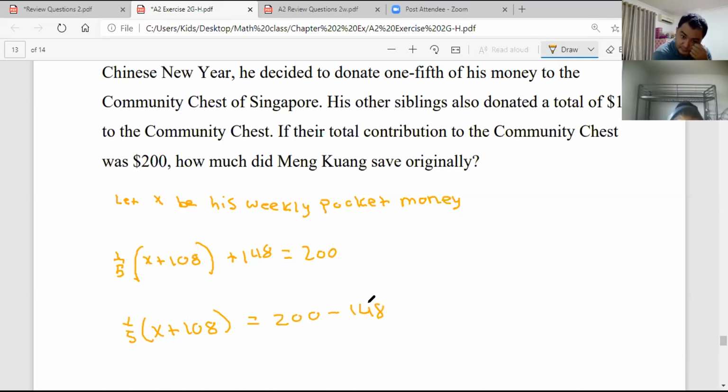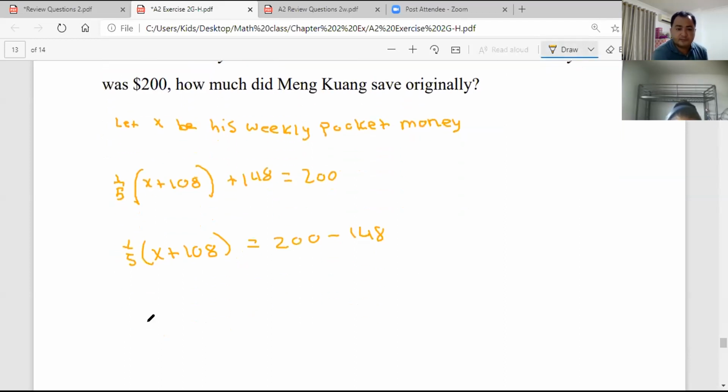That's 1 over 5 x plus 108. No, don't remove the brackets, Shahina. Just keep it like this, because now we are going to multiply both sides by 5, right? If you remove the brackets and multiply, it's a lot of extra operations, and it's a waste of time, and it may make you confused. So x plus 108. Simplify the right-hand side.